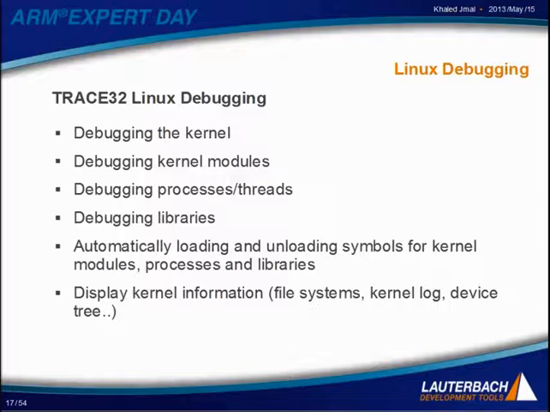You can debug all the processes on your system from the main function, or you can debug processes that are already running. You can debug the libraries for processes. You have automatic loading and unloading of symbols for kernel modules, for processes and libraries if you configure this. And using the Linux awareness, you have different windows where you can see, for example, the task list, the different processes that are running on your system. You can see the loaded kernel modules, file system information, kernel log, device tree blob, for example.